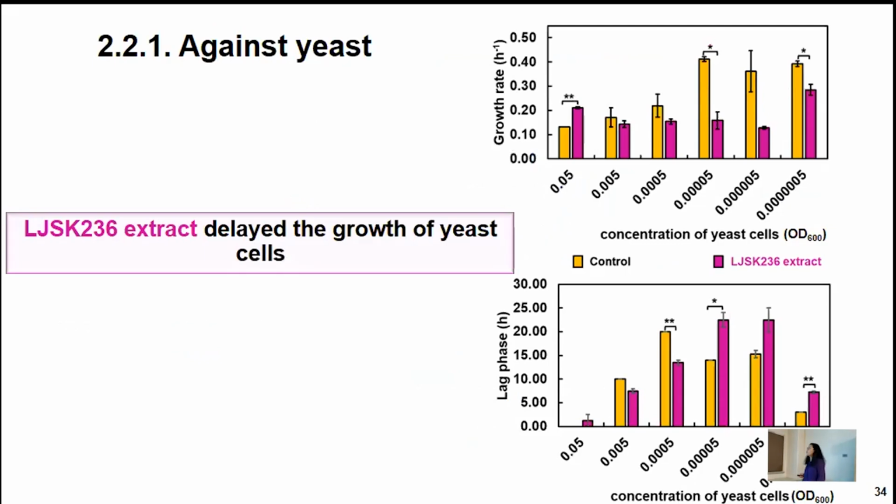This is showing the growth rate and the lag phase when the yeast Saccharomyces cerevisiae is being treated with 236 extract. For the growth rate, at different concentrations of the yeast cells compared to that of the control, you can see the growth rate being decreased when the yeast cells are treated with the 236 extract. Simultaneously, for these three concentrations of the yeast cells, you can see that the yeast cells have an extended lag phase. That means the cells, when treated with the extract, are taking more time to divide.